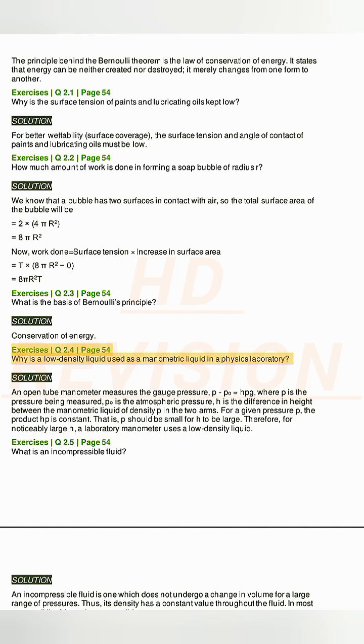Exercises Q2.4, page 54. Why is a low-density liquid used as a manometric liquid in a physics laboratory? Solution. An open tube manometer measures the gauge pressure, P minus P0 equals h rho g, where P is the pressure being measured, P0 is the atmospheric pressure, and h is the difference in height between the manometric liquid of density rho in the two arms. For a given pressure P, the product h rho is constant. That is, rho should be small for h to be large. Therefore, for noticeably large h, a laboratory manometer uses a low-density liquid.